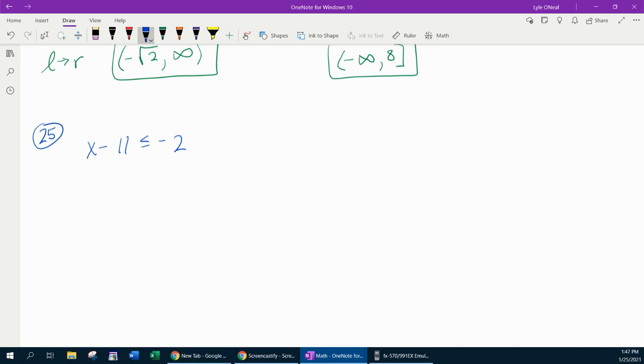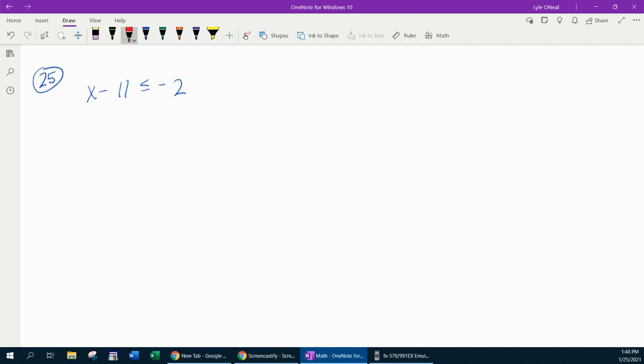In number 25 here, they give me an inequality and they want me to solve for x, solve and graph. Here we go, solving for x. An inequality works just like an equal sign. We're going to bring the -11 over, which will make it into +11. And that's going to give us x is less than or equal to 11 minus 2 is 9. So that would be the solution. If it said solve, you're done.